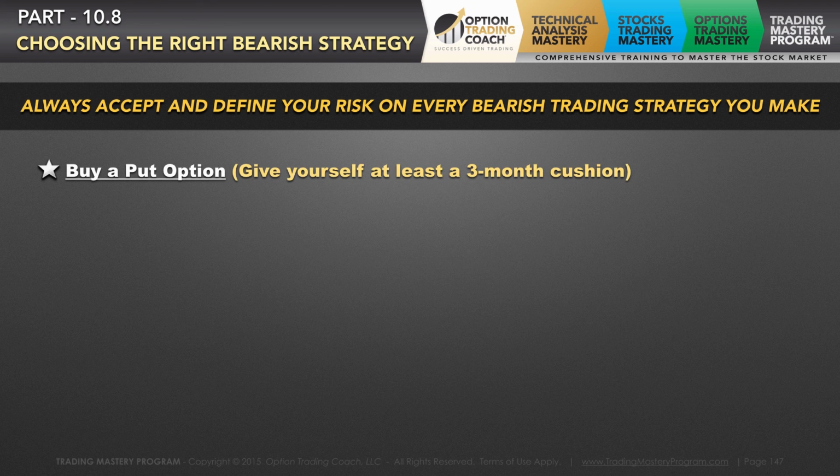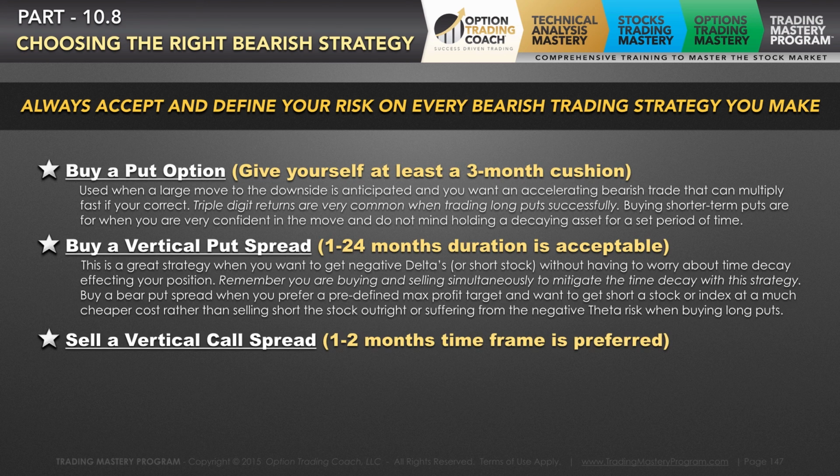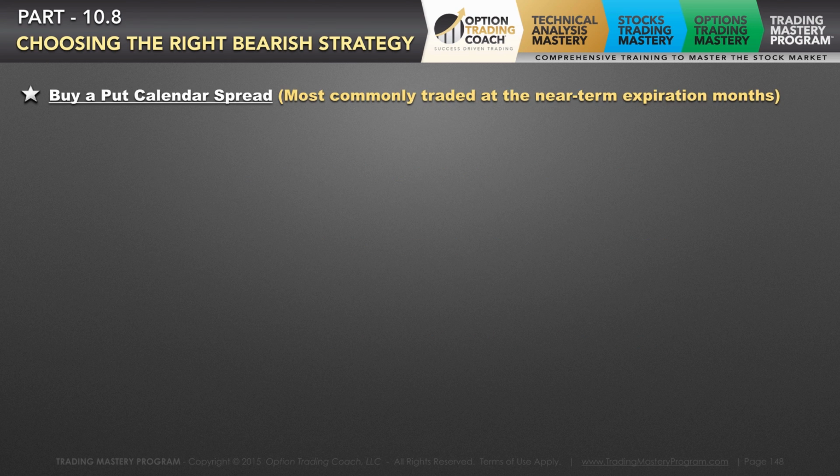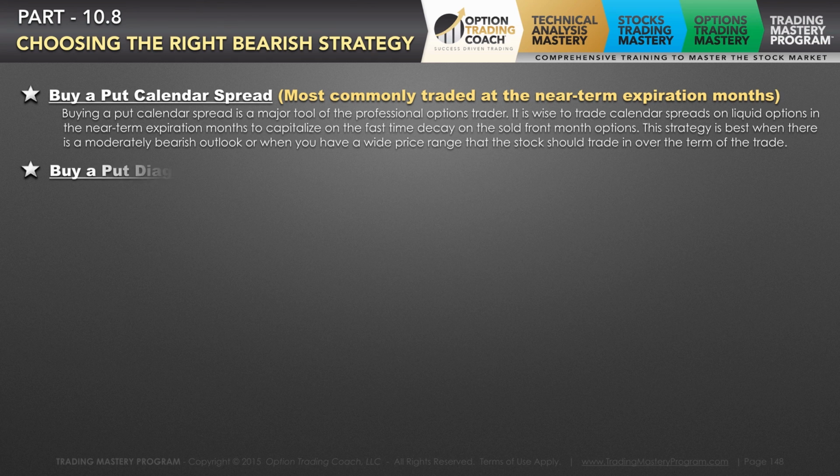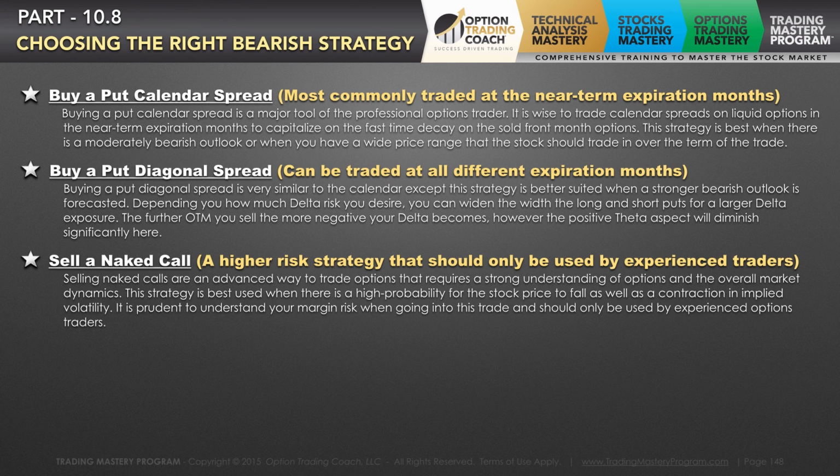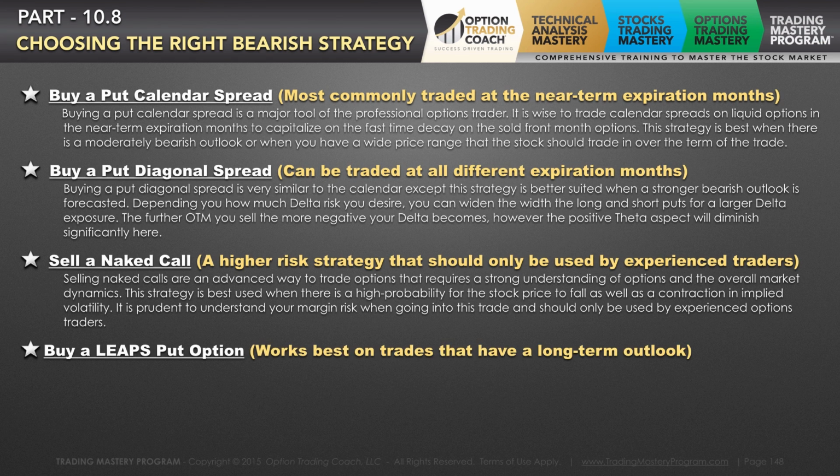And we're going to go over all the different ones that you learned about, and the first one was to buy a put option, buy a vertical put spread, sell a vertical call spread, buy a put calendar spread, the put diagonal spread, sell a naked call. And then the last one here was buying a leaps put option.